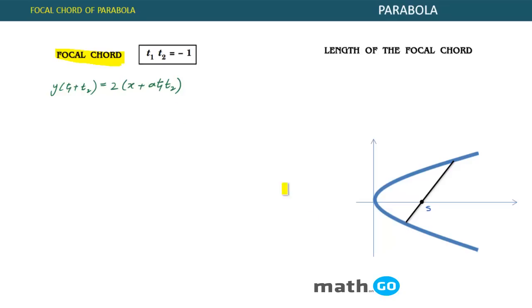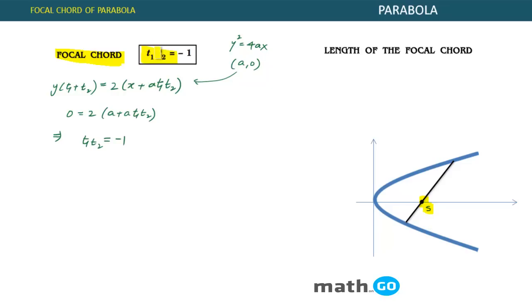Focal chord means the chord passing through the focus, which I have highlighted. So now this chord passes through the focus S. So what condition can I find? What is the focus for y² = 4ax? The focus becomes (a, 0). So if this line passes through this point, it should definitely satisfy the equation of this line. If you substitute this point here, this becomes 0 = 2(a + a T1 T2), and this simply reduces to T1 T2 = -1. Very, very important result. Remember this by heart.